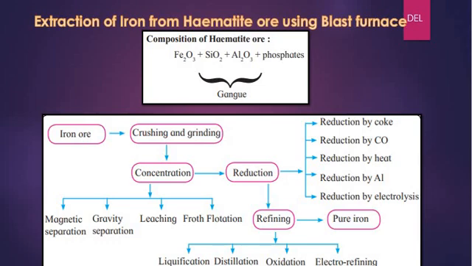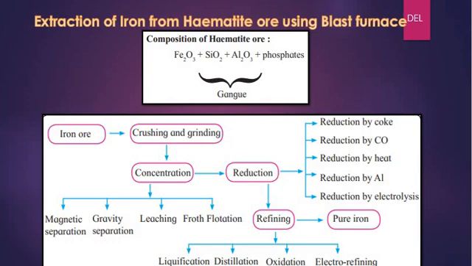Carbon is oxidized to carbon monoxide, and carbon monoxide further reduces iron oxide into metallic iron. Limestone will act as a flux. It combines with gangue material to form molten slag, which can be removed from the bottom part of the blast furnace. The first step would be the concentration.